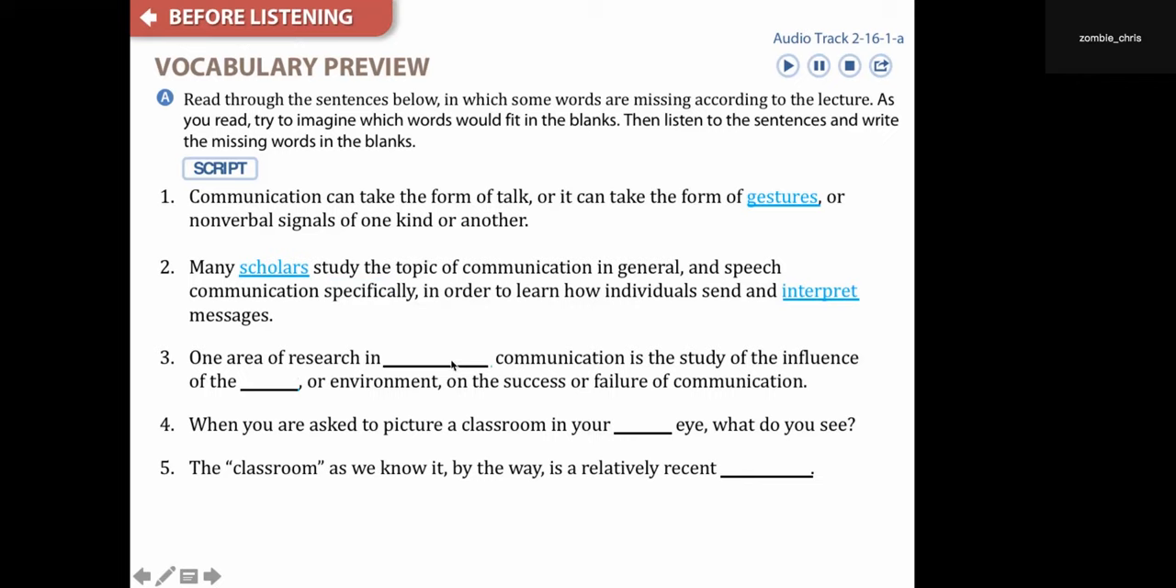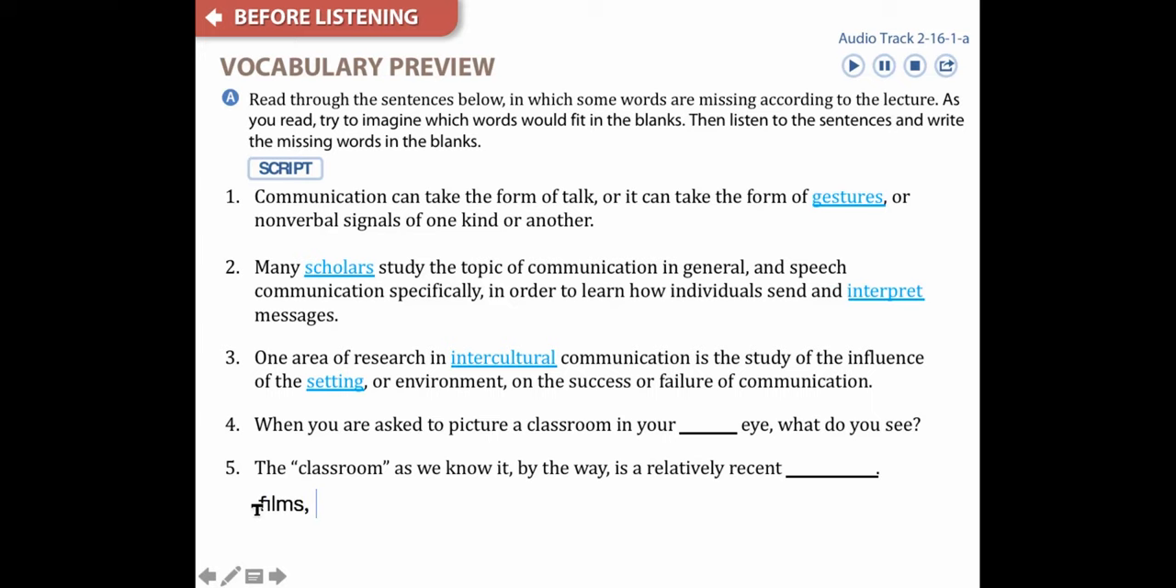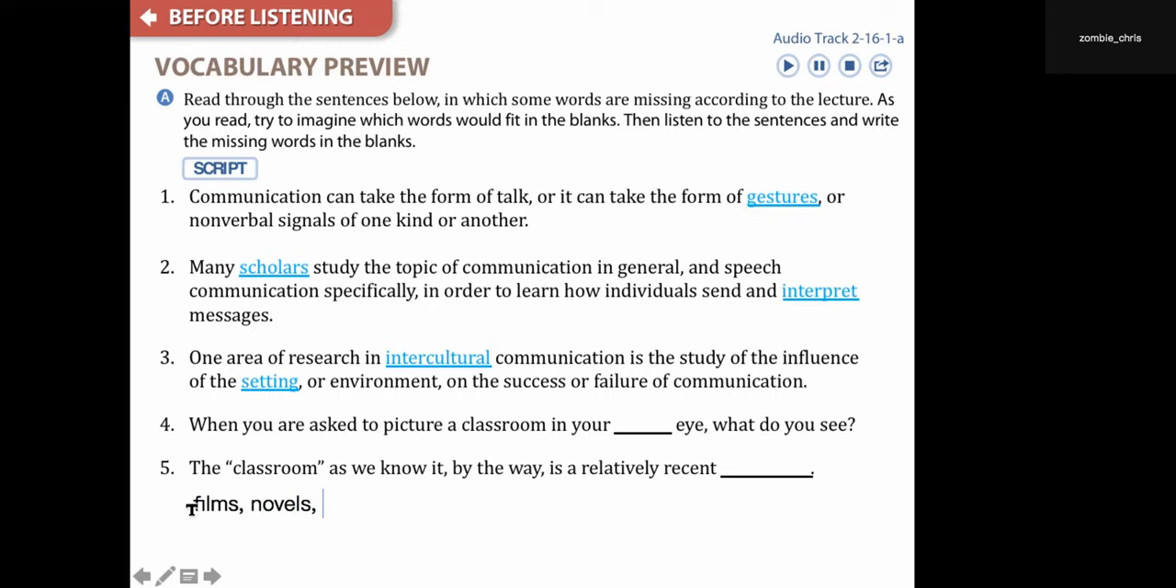One area of research in intercultural communication. Again, we've seen this intercultural, this international. We have al, the suffix, and we have inter is the prefix. The setting or environment. So the setting can mean the environment. In films, novels, and plays, the setting is the time and location of the play. So we say the movie.